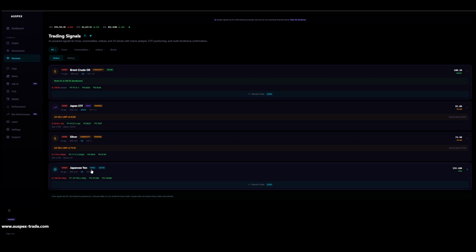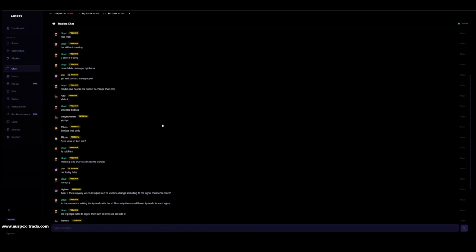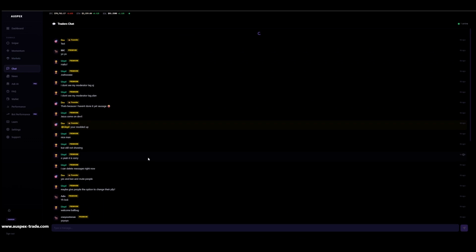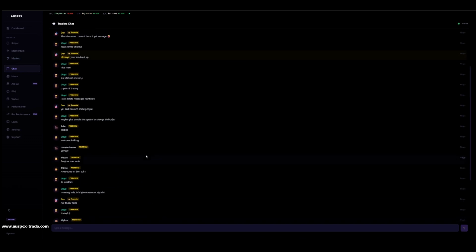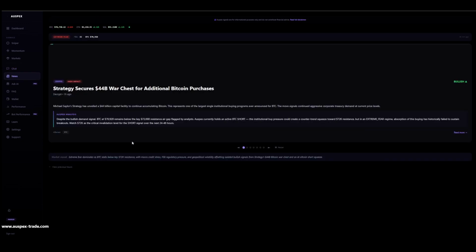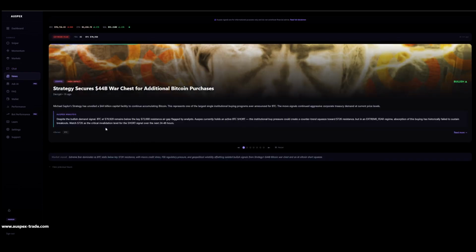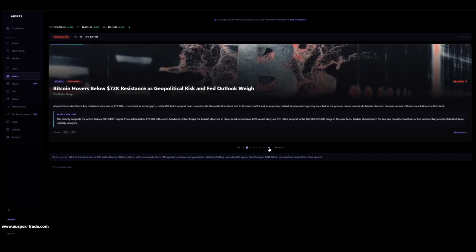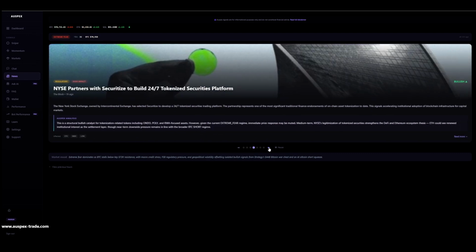The Traders Chat is your community hub. Connect with other traders, share insights, and discuss market movements in real time. The News section is where Auspex really shines. It's not just news. Each story includes an Auspex analysis explaining how it relates to current market conditions and active signals. You can browse through stories using the carousel navigation and see the current market mood summarized at the bottom.